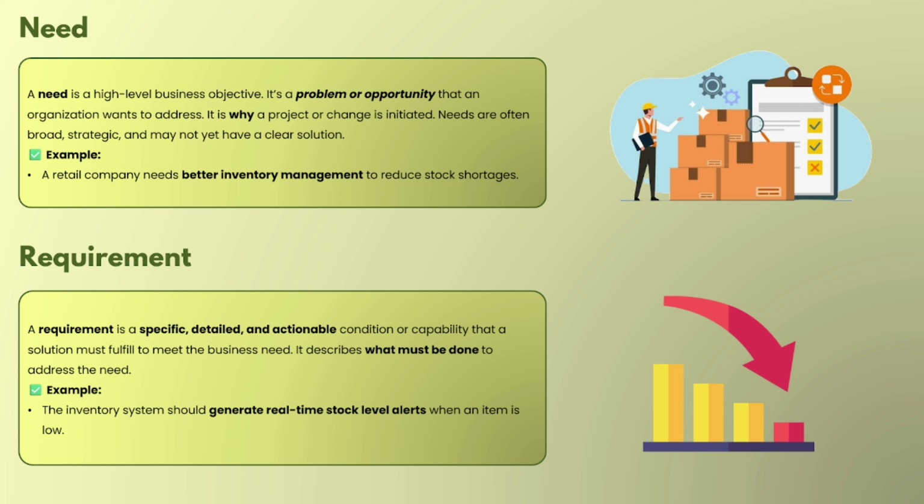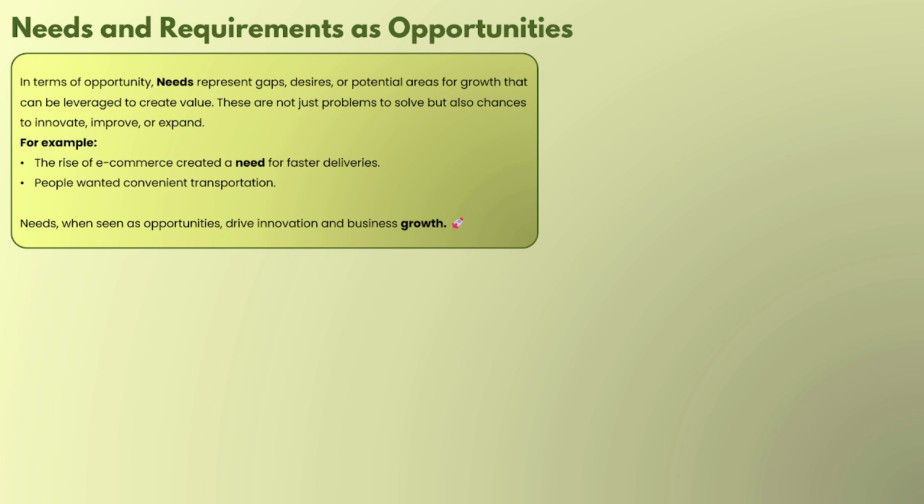A need is something where they just provide the problem, a requirement is something where they provide how to achieve or how to complete that particular need. Now we have seen the need in the form of a problem. Now it's time to see need in the form of opportunity as well. So what is need in the form of opportunity? In terms of opportunity, needs represent gaps, desires or potential areas for growth that can be leveraged to create value.